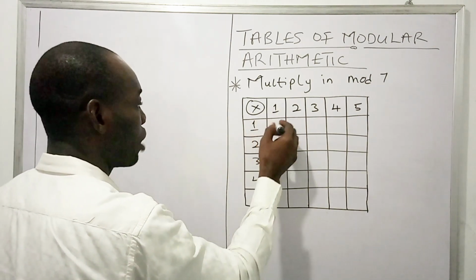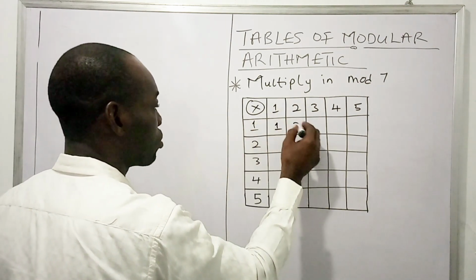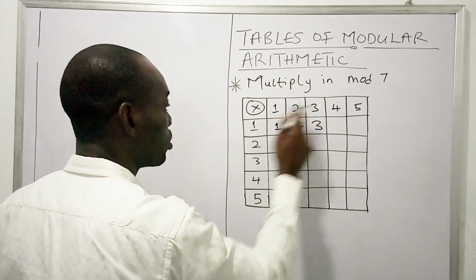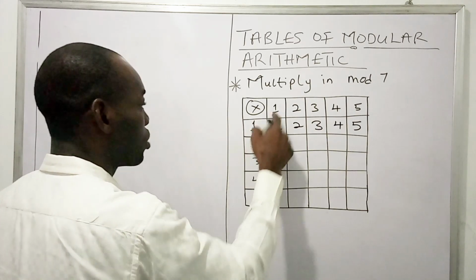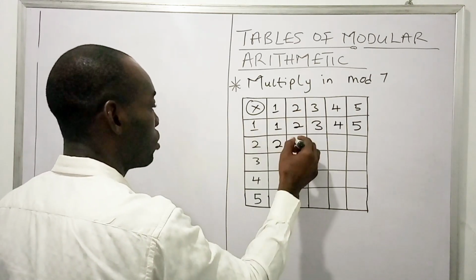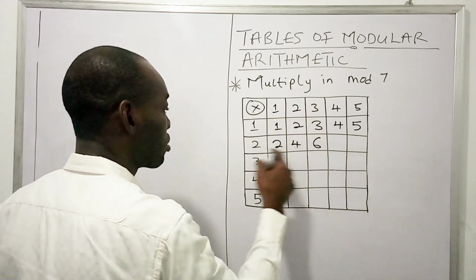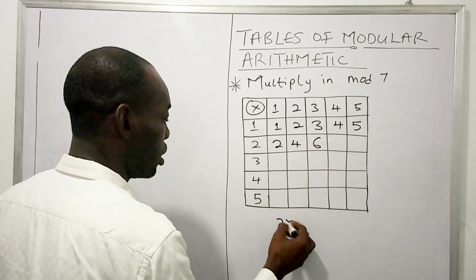So now let's start. 1 times 1, that will give us 1. 1 times 2, that's 2. 1 times 3, that's 3. 1 times 4, that is 4. And 1 times 5, that is 5. 2 times 1, that's 2. 2 times 2, that's 4. 2 times 3, that's 6. 2 times 4, that will give us 8.